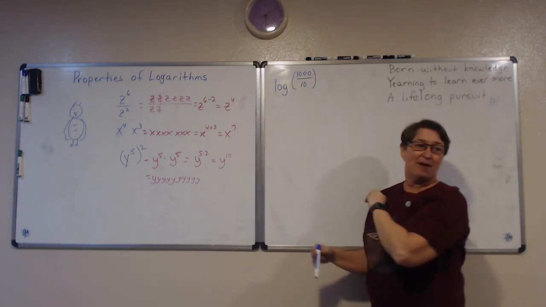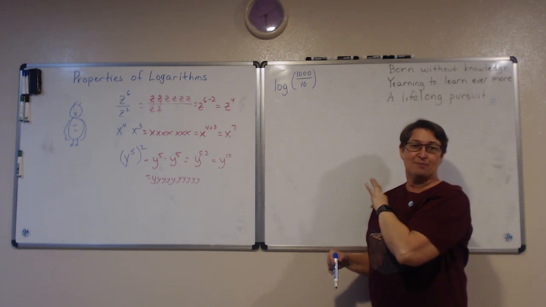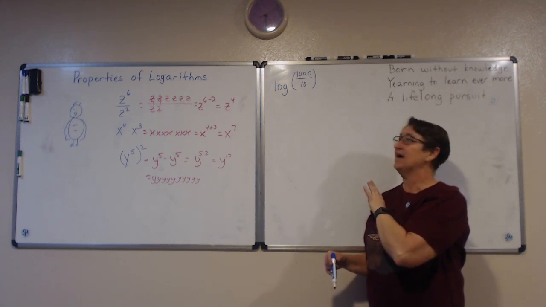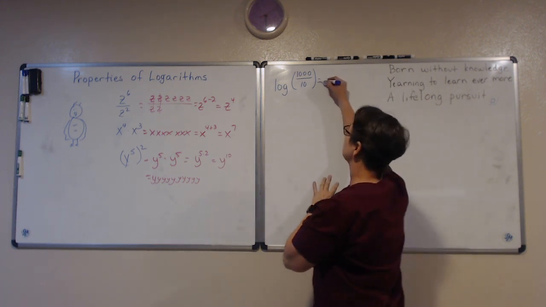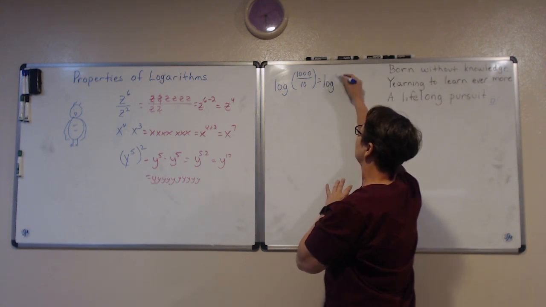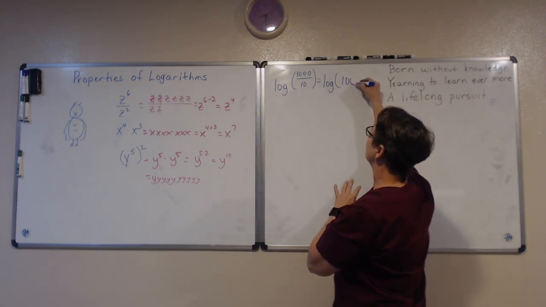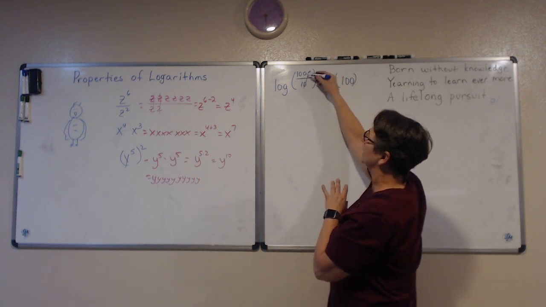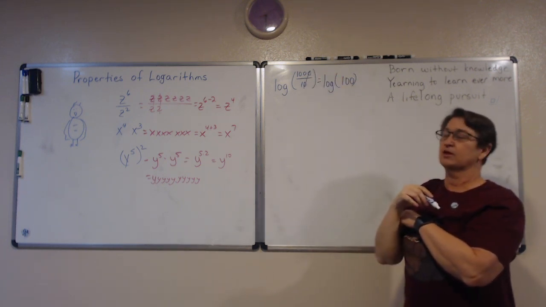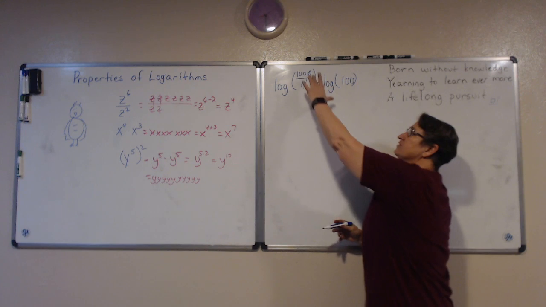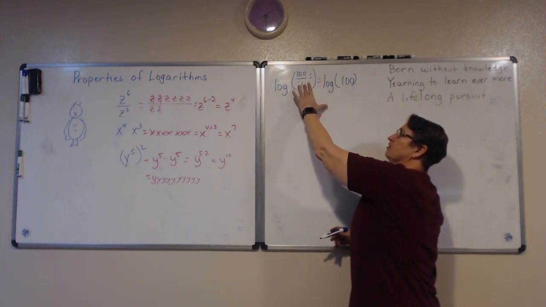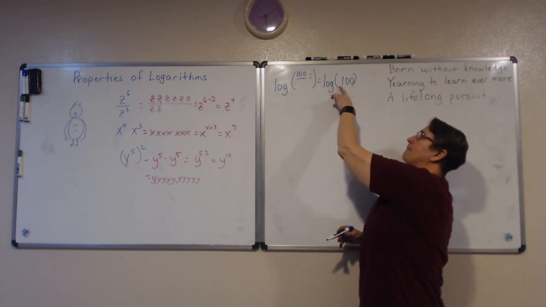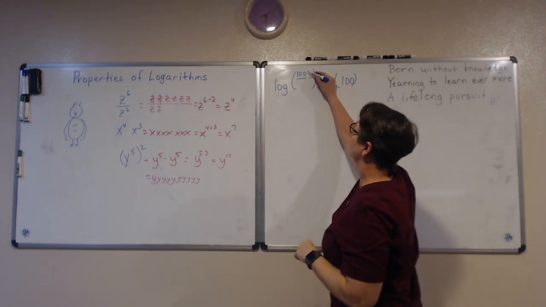So here we got 1,000 divided by 10. Well, let's do that math first. 1,000 divided by 10 is just equal to log of 100, right? The zeros go away and it just leaves me with 100. So what is log of 100? 10 to what power gives me 100?